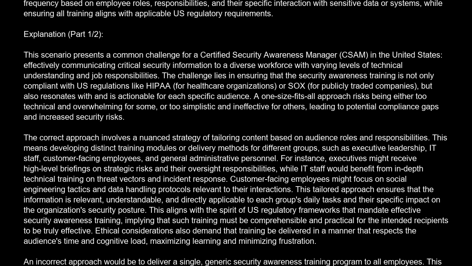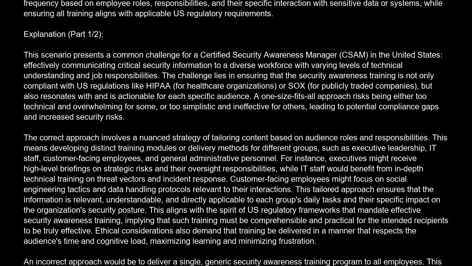effectively communicating critical security information to a diverse workforce with varying levels of technical understanding and job responsibilities. The challenge lies in ensuring that the security awareness training is not only compliant with U.S. regulations like HIPAA for healthcare organizations or SOX for publicly traded companies, but also resonates with and is actionable for each specific audience. A one-size-fits-all approach risks being either too technical and overwhelming for some, or too simplistic and ineffective for others, leading to potential compliance gaps and increased security risks.